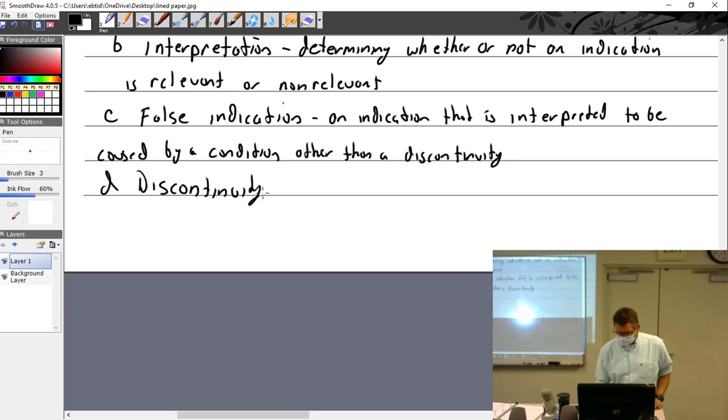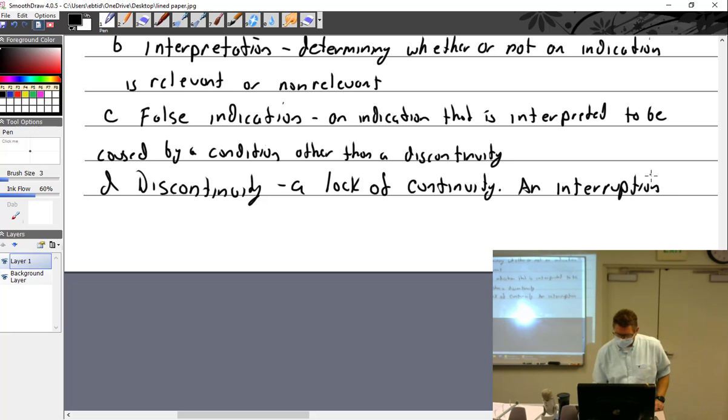Discontinuity: a lack of continuity, an interruption in the physical properties of the part.